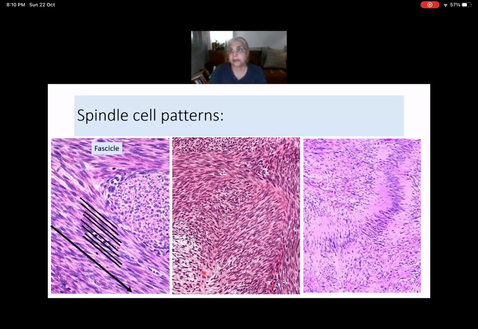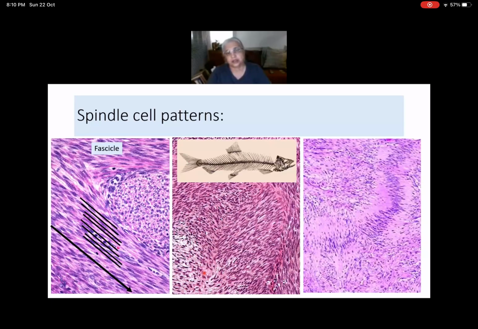Okay, so you can have crisscross bundles. I have one fascicle running like this, I can have another fascicle running that way, but each of them is a fascicle. All right, very good. So that is a fascicle. What's the next thing? Herringbone.